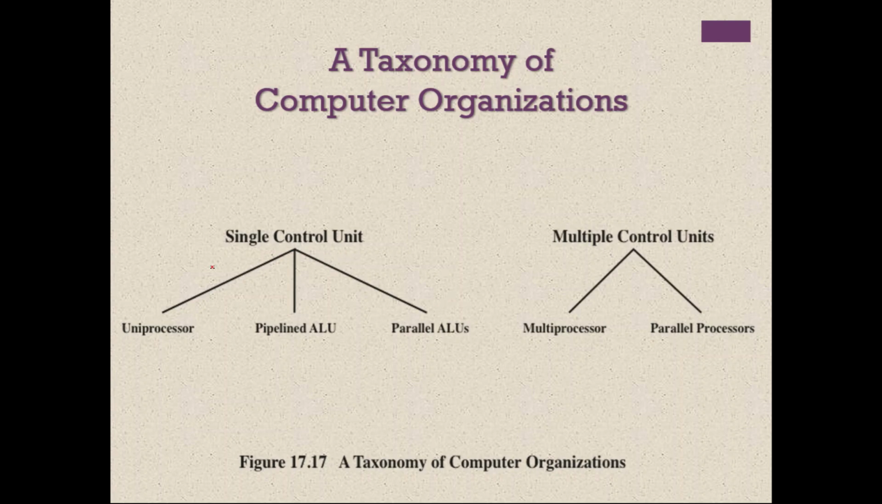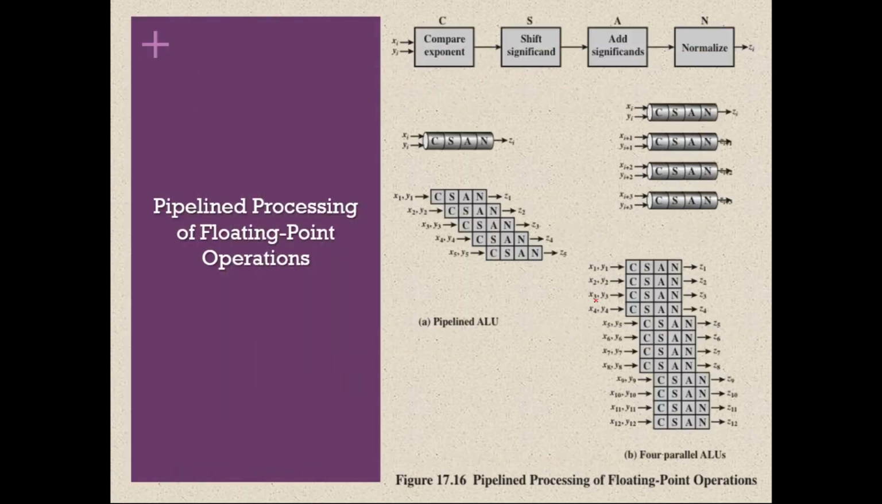So far whatever we have discussed has a single control unit. All these things have only a single control unit. We have discussed the uniprocessor, which is the normal case with scalar operation, then with pipeline ALU and with parallel ALU. But so far we have not yet discussed true parallel processing. In these two cases, the pipeline and the parallel ALU, this is not parallel processing.